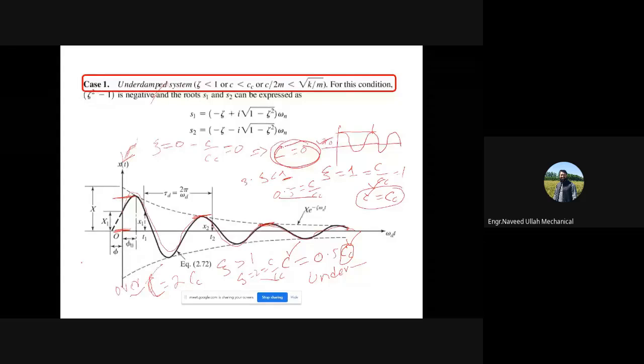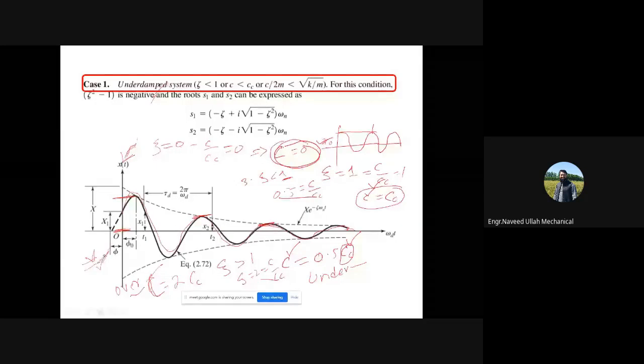So we have undamped system for zeta is equal to 0, under damped system for zeta less than 1, and over damped system for zeta greater than 1. And over damping is not required, and critical damping, that is the right amount of damping.